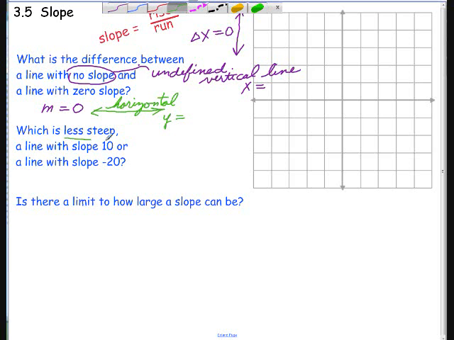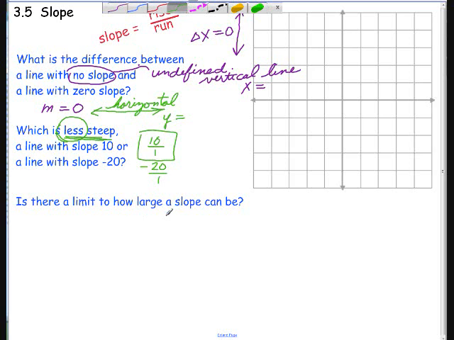Which is less steep, a line with a slope of 10 over 1 or a line with a slope of minus 20 over 1? Less steep. This one is clearly steeper, so the answer is this one. We're not asking whether or not it's negative or positive, just how steep it is. This would be a lot steeper.